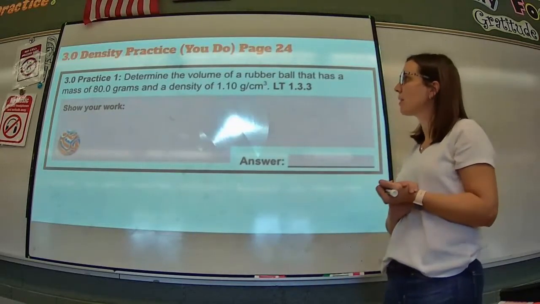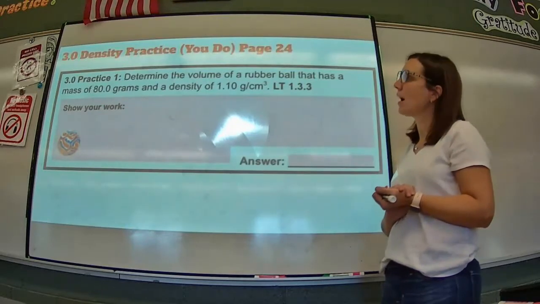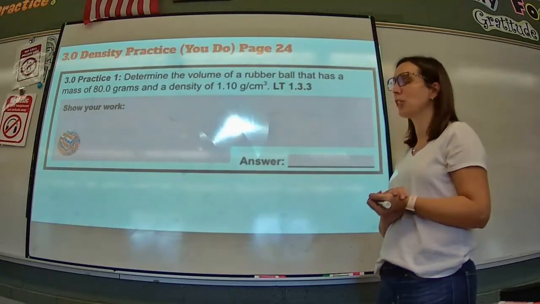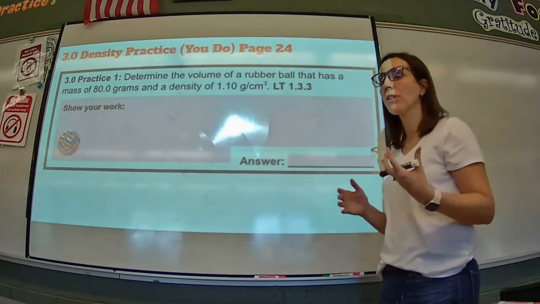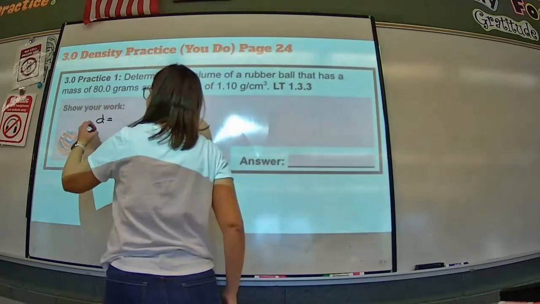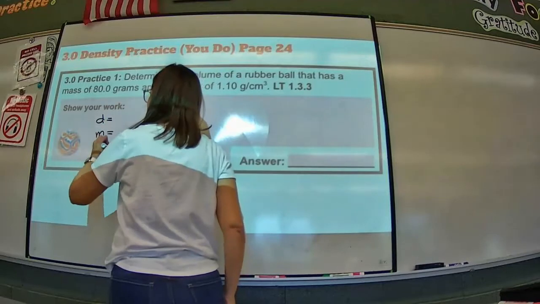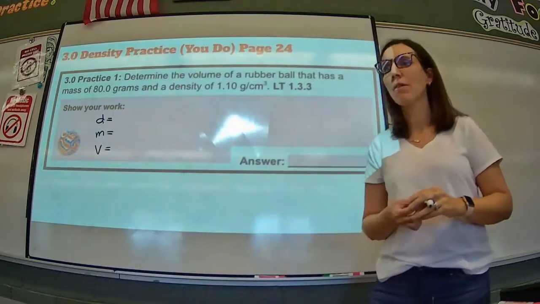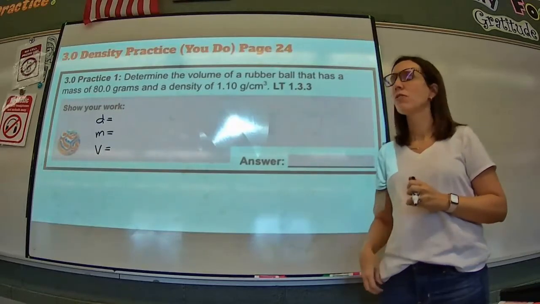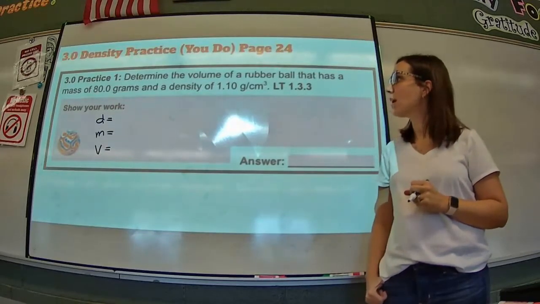It says determine the volume of a rubber ball that has a mass of 80 grams and a density of 1.10 grams per centimeter cubed. So what we're going to do, as we always do, is put down D equals, M equals, and V equals. Then we're going to look up at our problem and see what we have. So in this problem it says determine the volume.